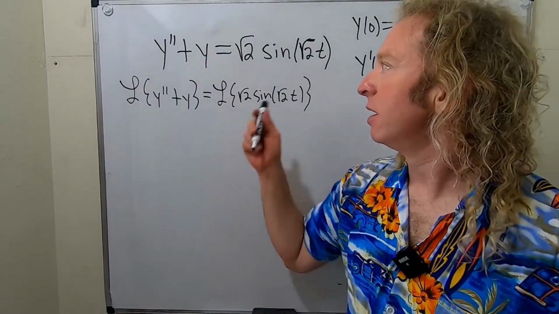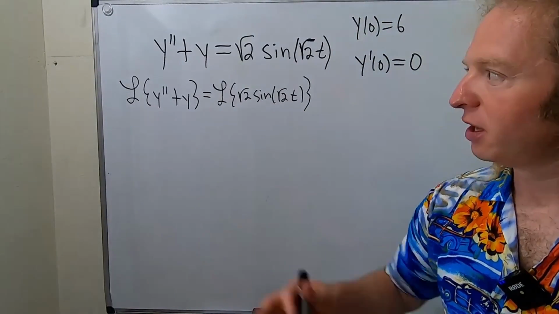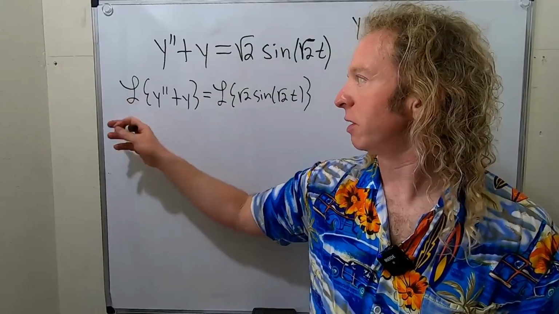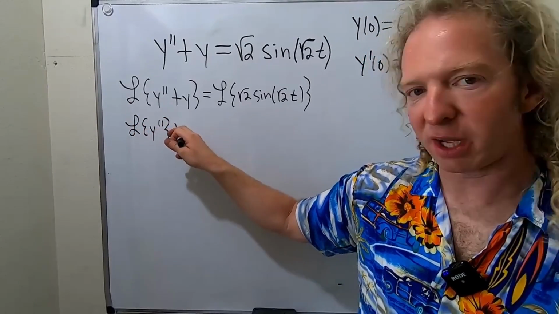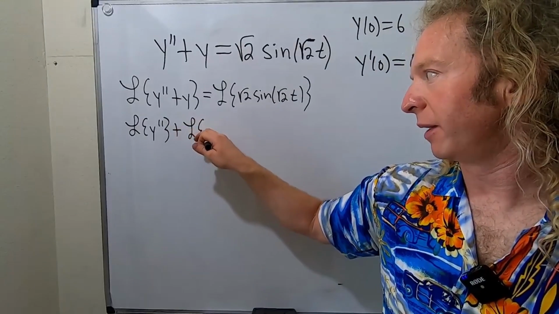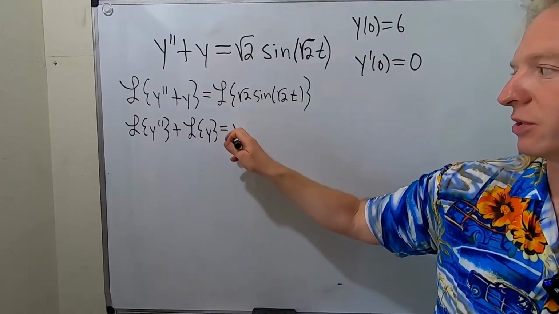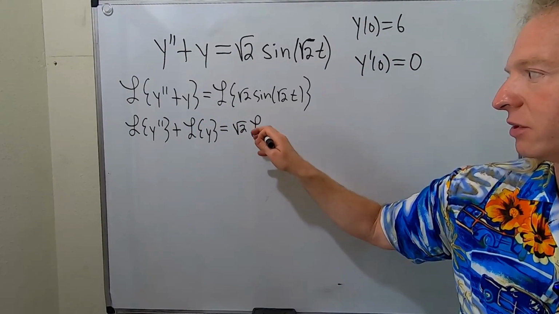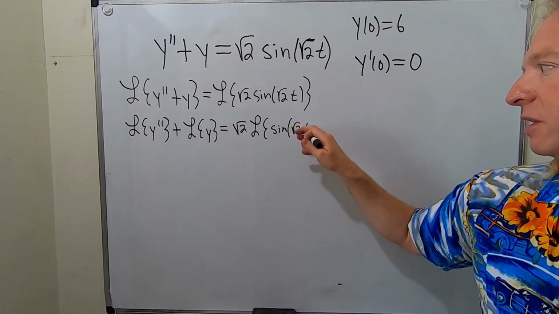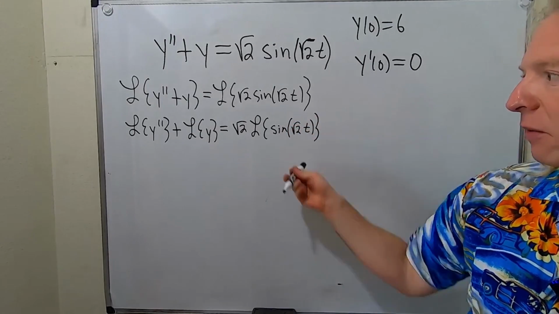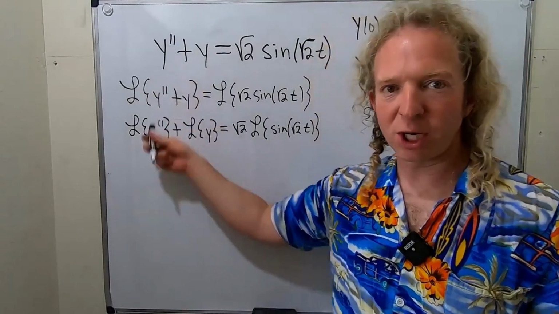So the very first step is to apply the Laplace transform to both sides of the differential equation. Then you can use the fact that it's linear. So it'll be the Laplace of y double prime plus the Laplace of y, and that's from linearity. Likewise, we can pull out this constant. So this is the square root of 2 times the Laplace of sine of the square root of 2 times t. And so we're here. If I was doing this and I wasn't making a video, I would have started with this step here. So you can just jump into this step.